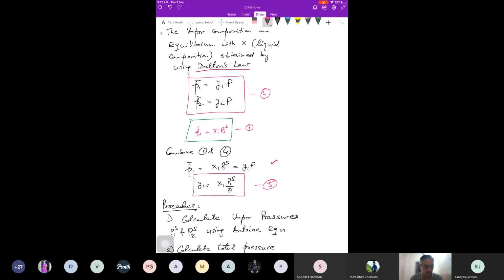And from here you get Y1 is equal to X1 P1S upon P. So we know the value of X1, 0, 0.1, 0.2, 0.3, etc. We know P1S and we know the total pressure. So we can find out what is the value of Y1, the composition of the vapor which is in equilibrium with liquid.